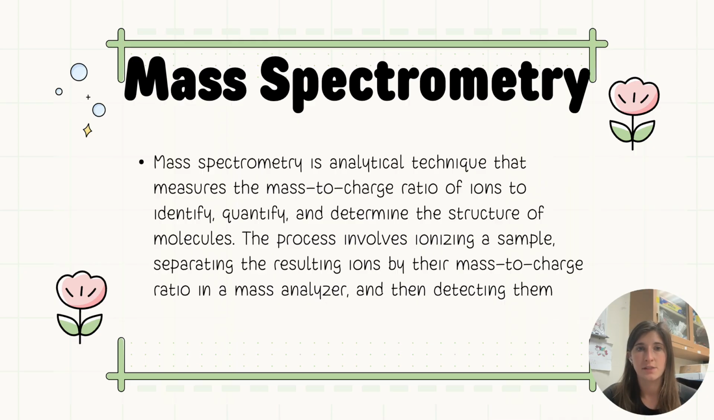Between the analyzers, there is a collision cell, and in the collision cell, collision energy and gas molecule fragments are going to make the molecules break apart into a precursor ion and a product ion. The concentration or the quantity of these ions is then going to be measured and then compared against each other to quantify the results.